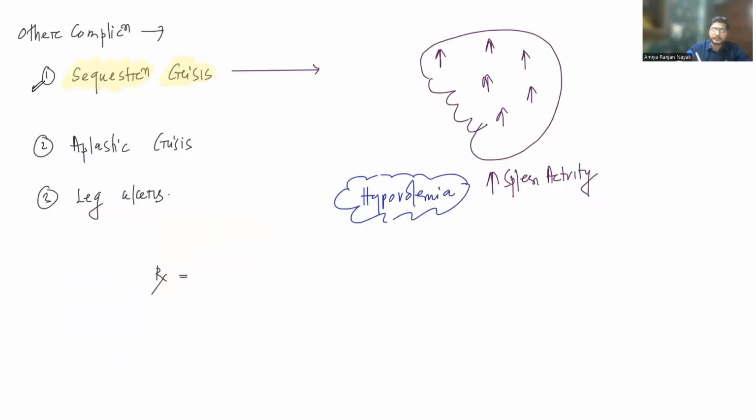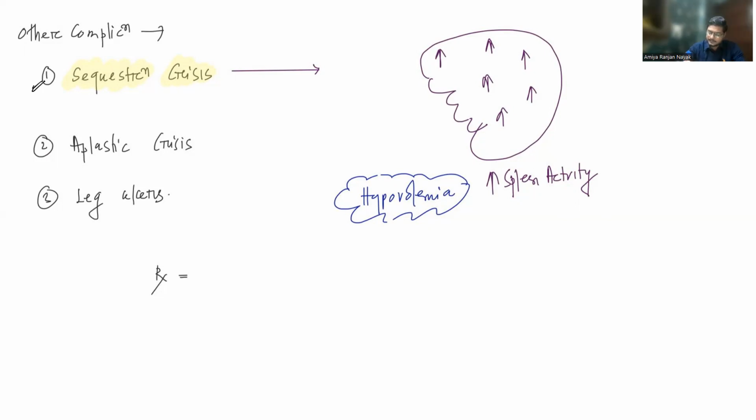One more complication is sequestration crisis. Sequestration crisis happens whenever the spleen is enlarged. I told you initially these patients will have an enlarged spleen because of extravascular hemolysis. Gradually, there will be autosplenectomy because of multiple infarctions. But if the patient has splenomegaly, sometimes they can go into sequestration crisis.